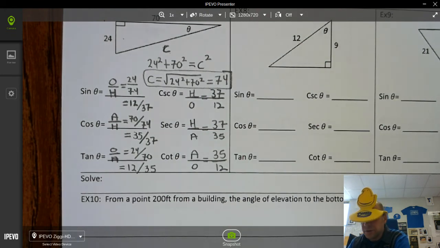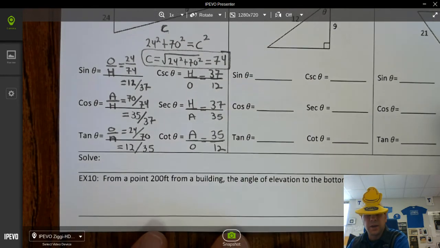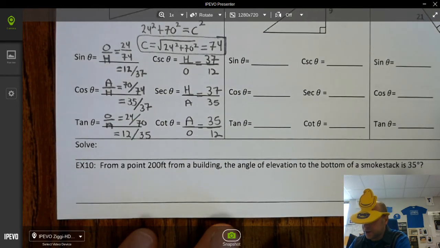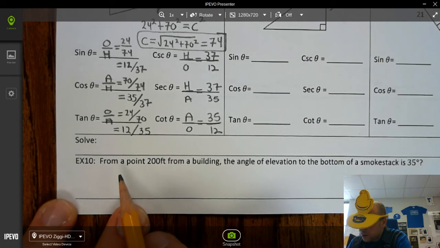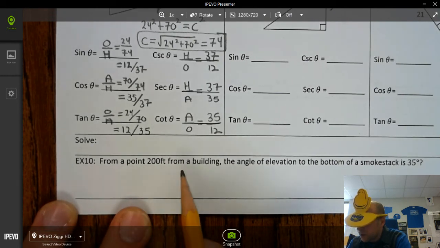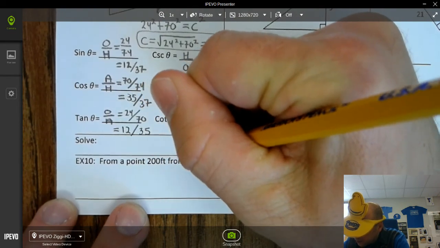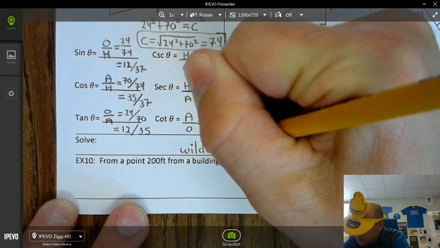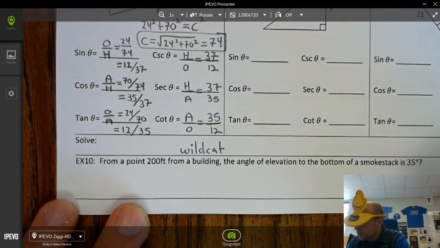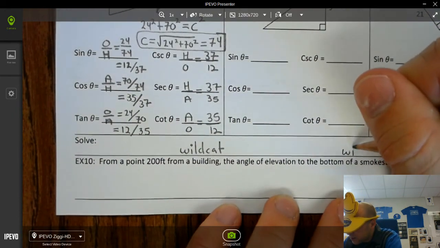All right, now that example 7 is updated, let's look at example 10. Now, example 10 we're going to do in class, but I just want to update it. This sentence is incorrect. So it says, from a point 200 feet from, it should say a wildcat building. The angle of elevation to the bottom of a wildcat smokestack.